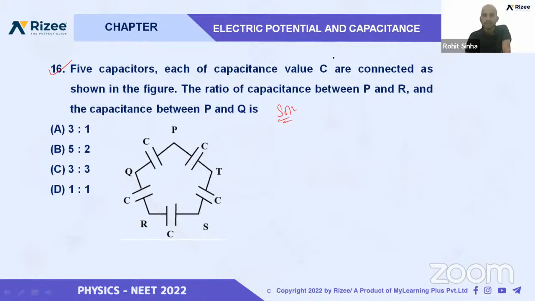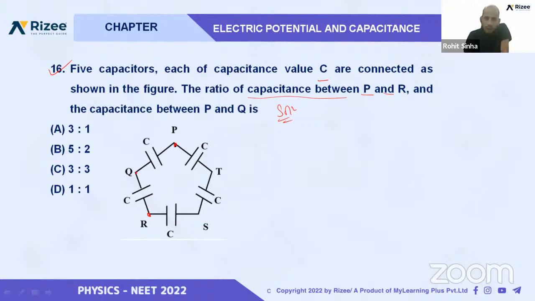Now let us see. No problem. It is telling that each has capacitance C. You have to find the ratio of capacitance between P and R, and between P and Q.